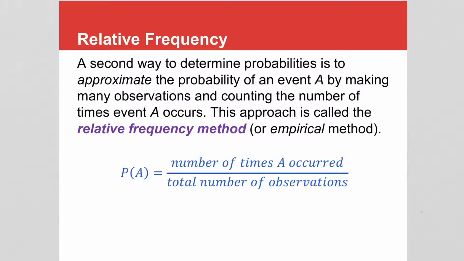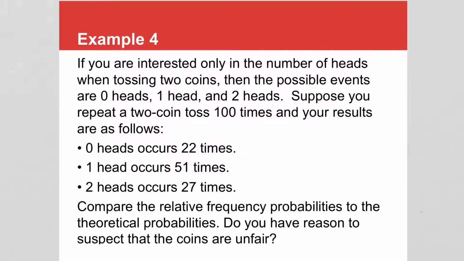A second way to determine probabilities is to approximate the probability of an event, making many observations and counting the number of times the event occurs. This is called the relative frequency method or the empirical method. So you find it by the number of times that the event occurred divided by the total number of observations. So if you're interested only in the number of heads when tossing 2 coins, then the possible events are 0 heads, 1 head, or 2 heads.